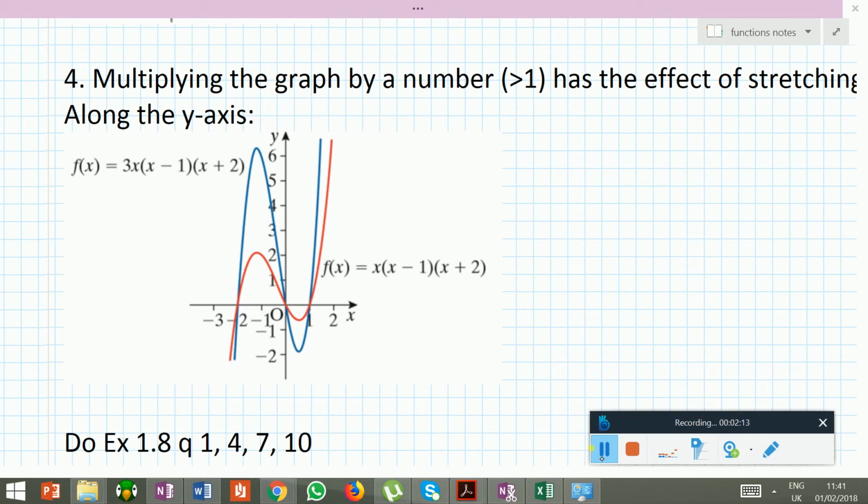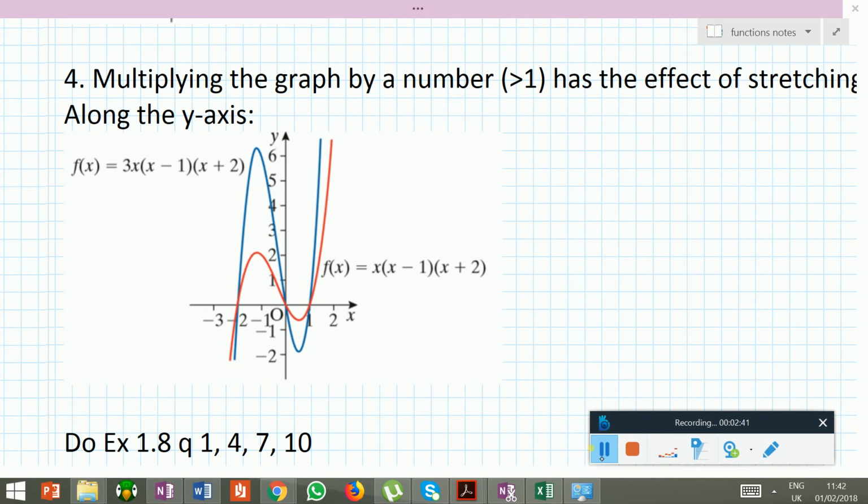We have the red one, f of x is equal to x times (x minus 1) times (x plus 2). You'll note that there are roots at 0, 1 and minus 2. And if we multiply that function by some number, 3 in this case, what happens is the roots stay in the same position, as you can see, but multiplying by 3 has the effect of elongating the graph along the y-axis. So you'll notice that this goes up much higher and goes down much lower.